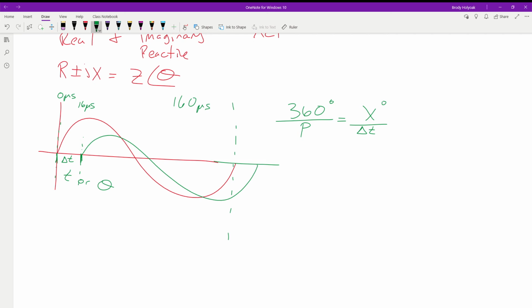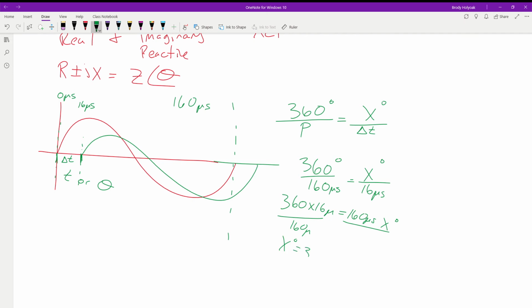What are we leading or lagging? So in this case, we would have 360 degrees divided by 160 microseconds. We want to solve for x number of degrees, and our delta t, I said, was 16. Now we just solve for that value. So we take 360 times 16. The phase angle is 36 degrees.